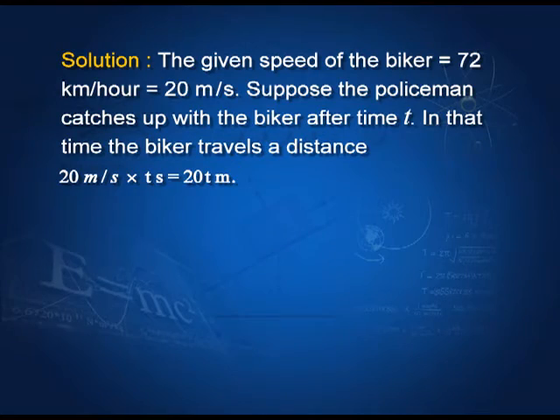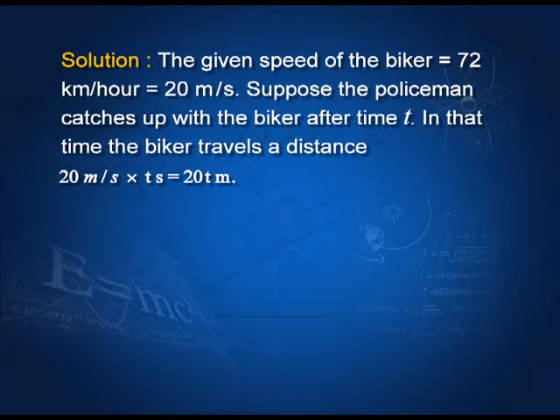The solution of this problem: the given speed of the biker is 72 kilometers per hour, which is 20 meters per second. Suppose the policeman catches up with the biker after time t. You see, if something is unknown, you assume, as in this case we assume time to be t. In that time, the biker travels, with a constant speed of 20 meters per second, a distance of 20 meters per second into t seconds, which means 20 times t meters.